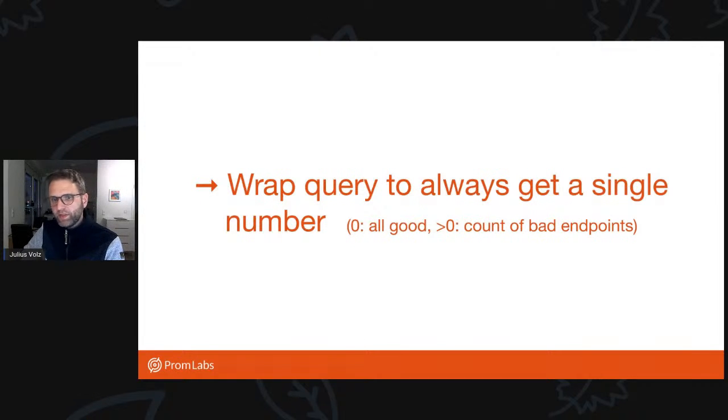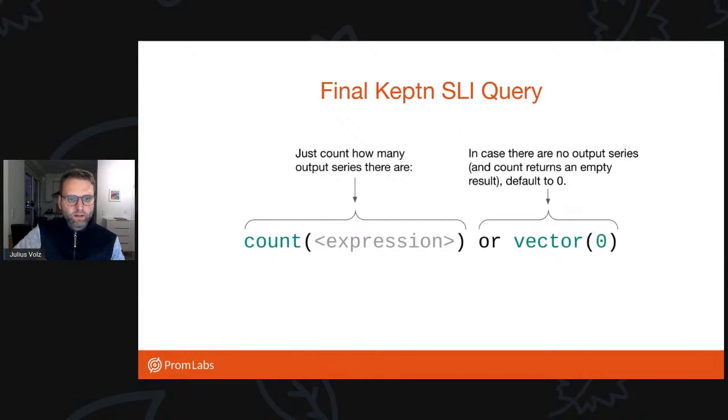So the way we can achieve that is the following. We wrap the entire expression that we do have, including that last filter that I just ad hoc built in there. We wrap it in a count aggregator in PromQL, and this will count how many output series there are. So this will give us a single number in the end.